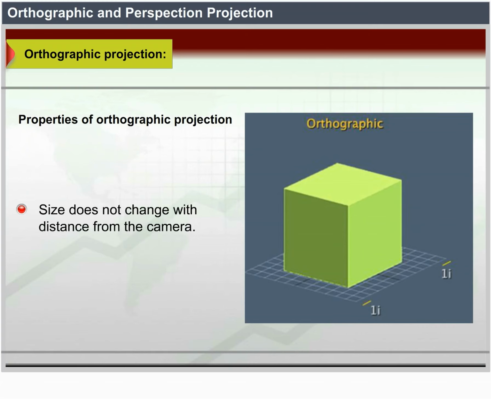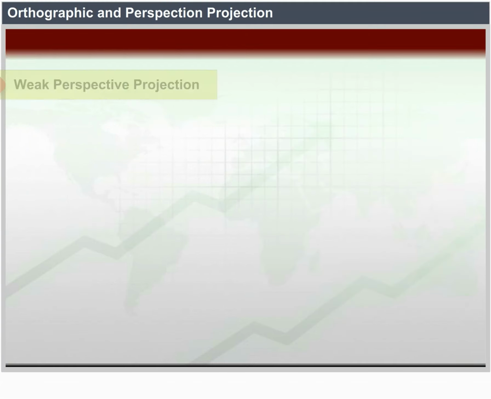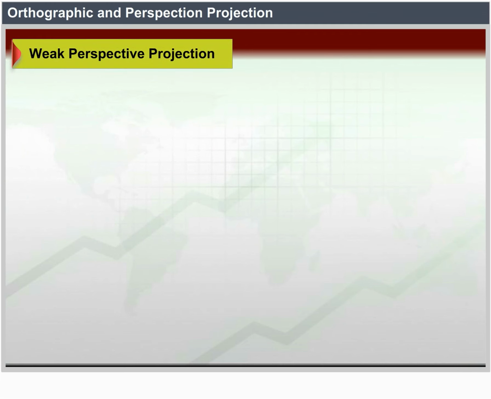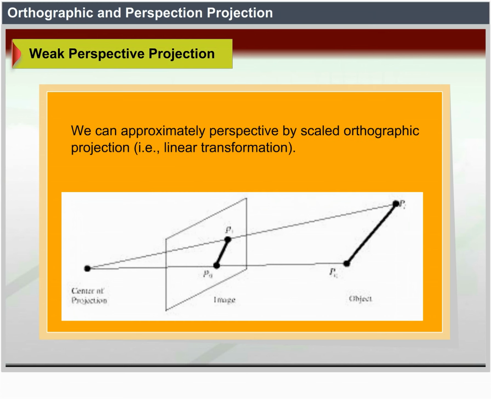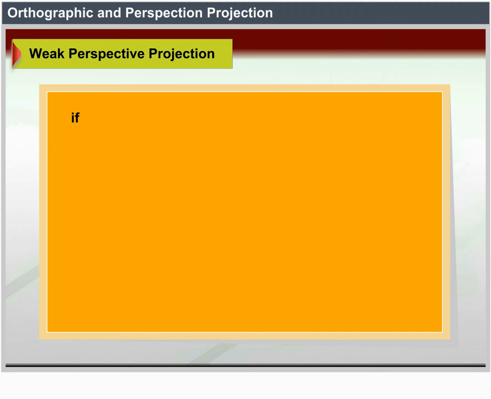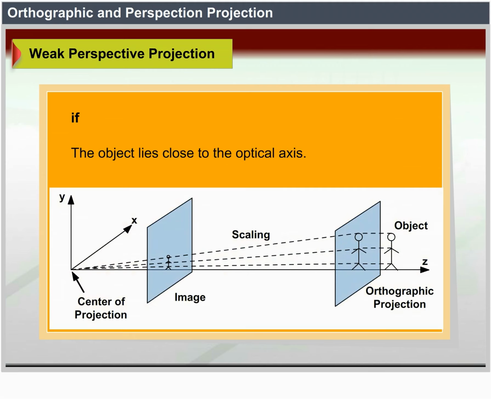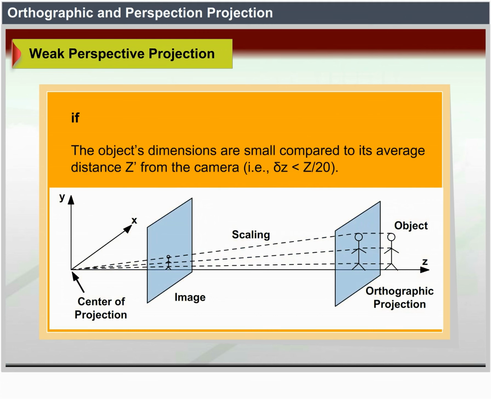Weak perspective projection. Perspective projection is a nonlinear transformation. We can approximate perspective by scaled orthographic projection, that is, a linear transformation, if the object lies close to the optical axis and the object's dimensions are small compared to its average distance z-bar from the camera, that is, delta z is less than capital Z by 20.